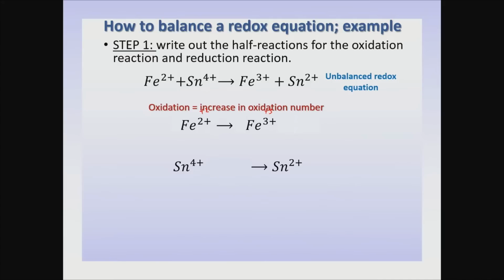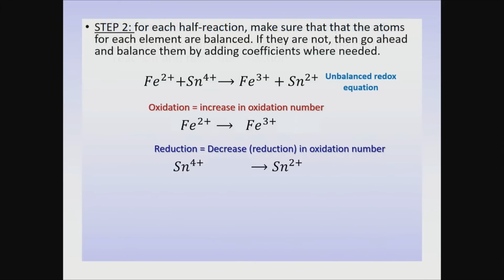You can look at the oxidation numbers for tin. For tin, the oxidation number is going to be +4 on the reactant side and +2 on the product side. And so you can see that the oxidation number is getting more negative, and so this should be a reduction reaction. So we've completed the first step, and everything seems fine so far. Let's go to step 2.